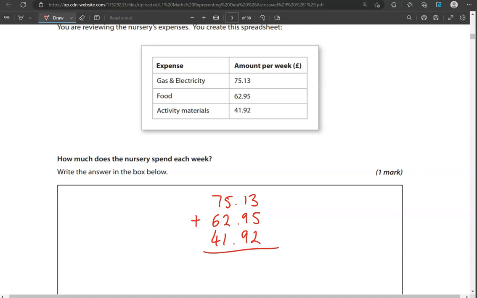So 3 and 5 is 8, and the 2 is 10, 0 down, 1 carried over, 1 and 9 is 10, 1 and 9 is 10, so that is 20, 0 down, 2 carried over, 2 and 5 is 7, and the 2 is 9, and the 1 is 10, so 0 down, 1 carried over, 6 and 4 is 10, and the 7 17, and the 1 is 18. So £180.